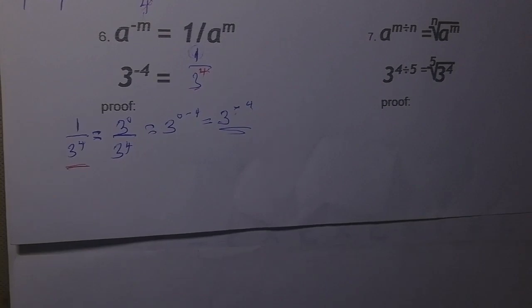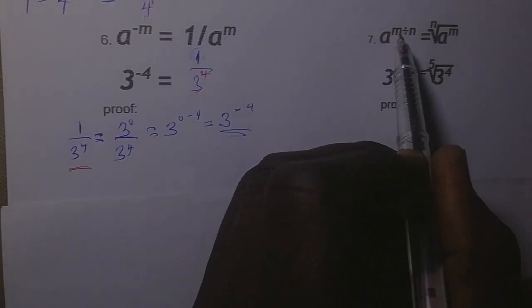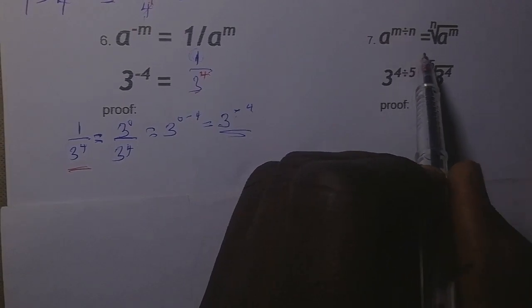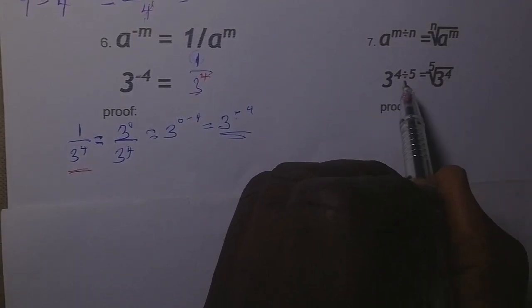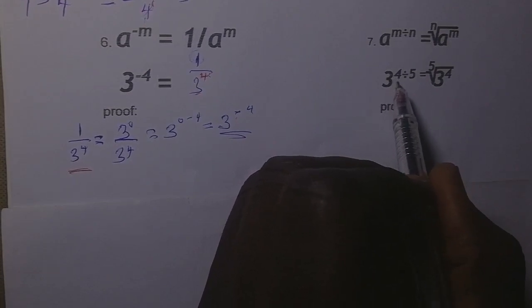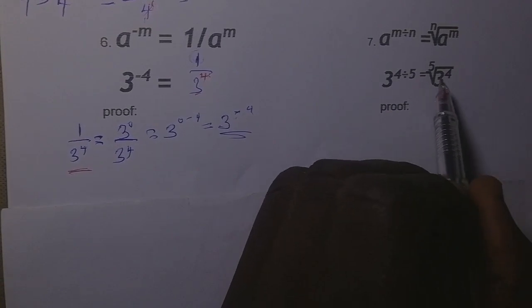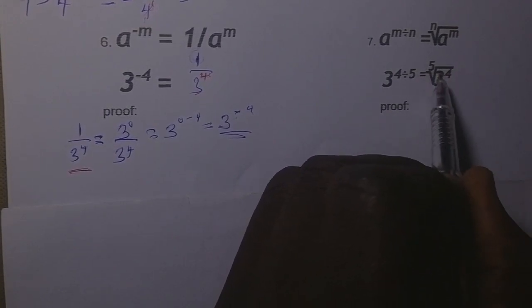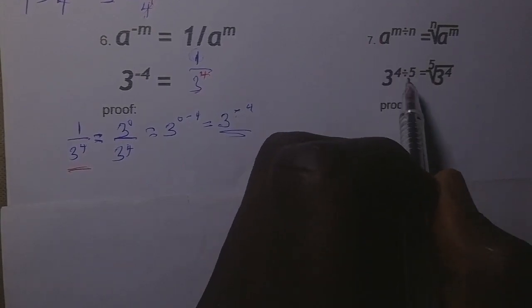So here's the seventh rule, the final rule. It says if you have a power m over n, it is equal to the nth root of a power m. So here's an example. The base 3 power 4 over 5 is nothing but the fifth root of 3 power 4. So that's the seventh rule.